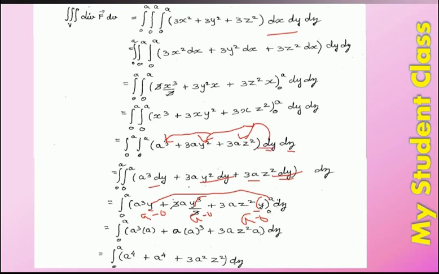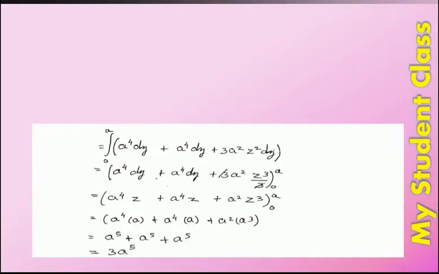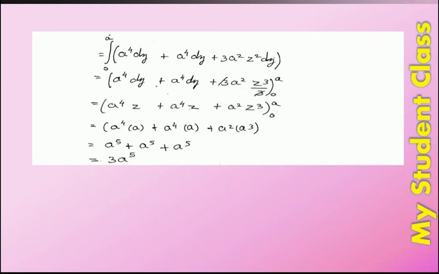So now we want to solve dz. So again I am going to multiply this dz inside of this equation. So a power 4 into dz, a power 4 into dz, 3a square z square into dz. So now, integration from 0 to a of a power 4 dz plus a power 4 dz plus 3a square z square dz. So a power 4 dz will be what? z. And while we are integrating, we get z, and here 3a square z cube by 3. The limits are 0 to a.